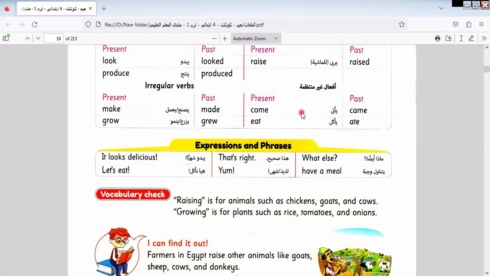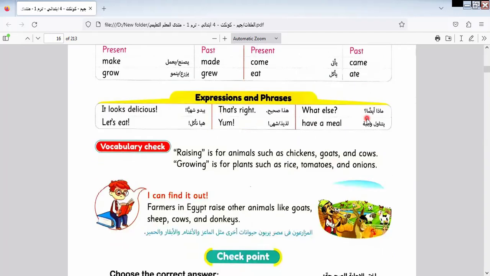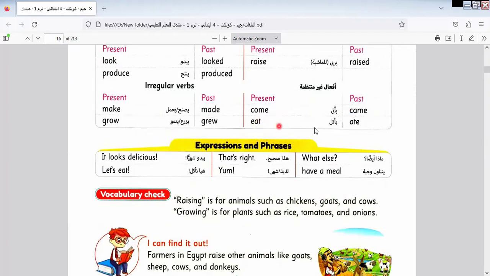Any extra book, and like Gem, like Al-Moasser, anything, has these irregular verbs. You can get these books or the textbook and keep these verbs, because it is important to answer any sentence in English. It must be related to keeping the verbs, like this: come, came, eat, ate, make, made, grow, grew.